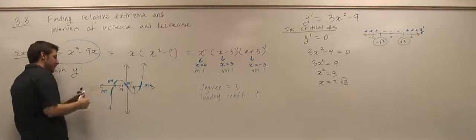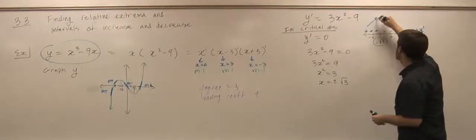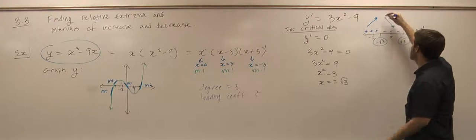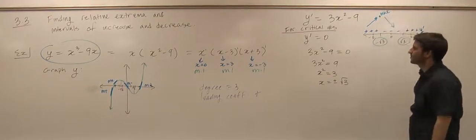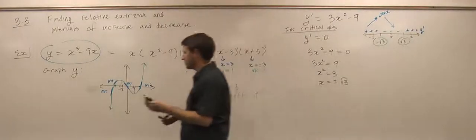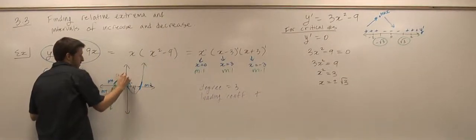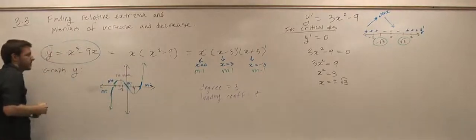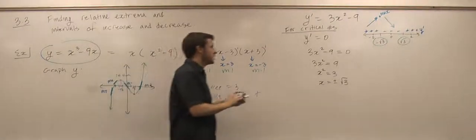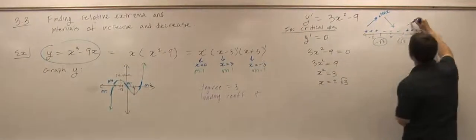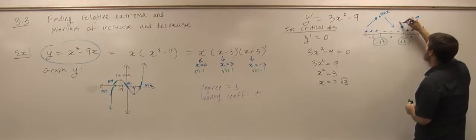Which means that at negative root 3, because I changed from increasing, right, I was going up, and then I started going down, I must have a maximum, a relative maximum. This is the relative maximum. And at positive root 3, because I changed from decreasing back to increasing, I must have a min.